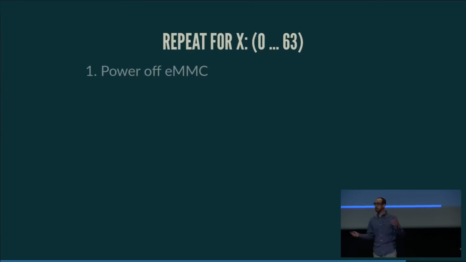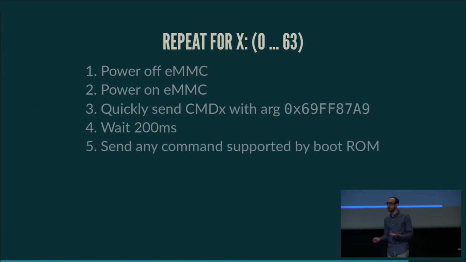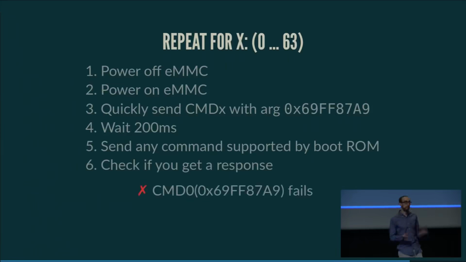So I just iterated over all the possible eMMC commands, which is from 0 to 63, and I powered off the eMMC, powered it back on, so the boot process gets started again. And then I quickly sent command X with this argument, and I waited some time for the boot process to finish. And then I sent any command which is supported by the bootrom recovery mode, and I checked if I got any response. And I said, maybe it's going to work, maybe not. And then I tried command 0, and it failed. And I said, it's never going to work. And then command 1 worked.